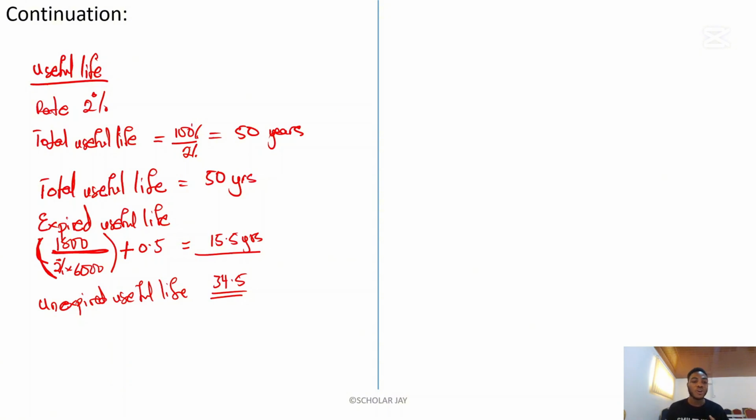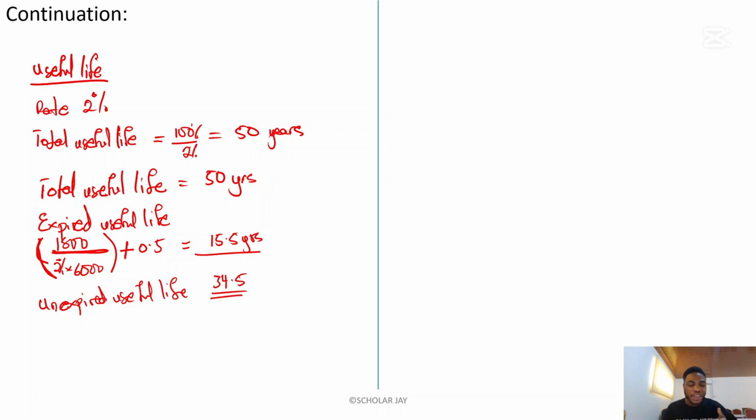Why are we calculating the unexpired useful life, or the remaining useful life? We are calculating it because the asset was in our books, and we are saying that the useful life of the asset is 50 years. Is that not it? But we've been able to calculate depreciation. We've been able to use the asset for 15.5 years.